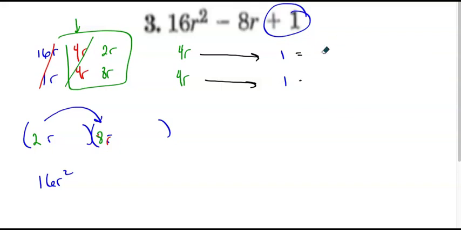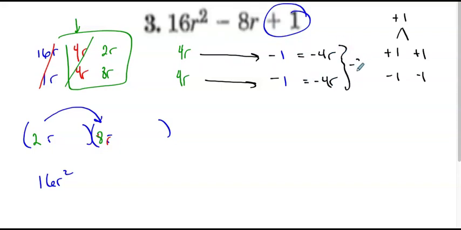So the factors I said were positive 1 and positive 1, or negative 1 and negative 1. Right? Factors of positive 1 times positive 1, or negative 1 times negative 1, all give me positive 1. So the two positives gave me a positive 8r, not working. 4r times negative 1 is negative 4r, and if I add these up, I get a negative 8r, and that's exactly what I want to check.